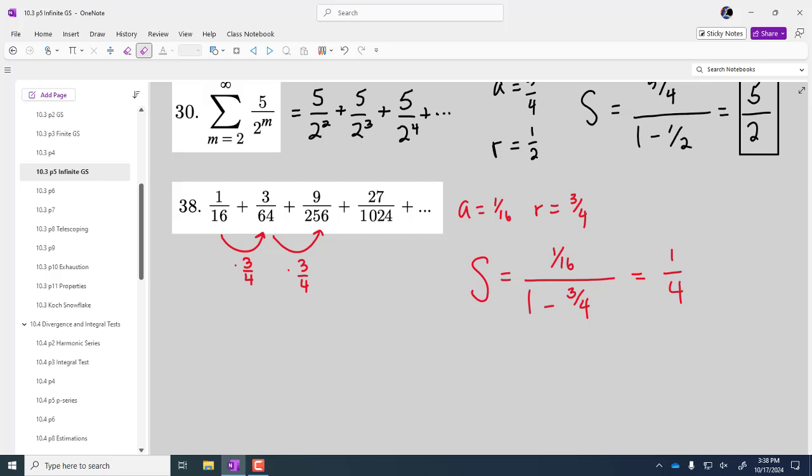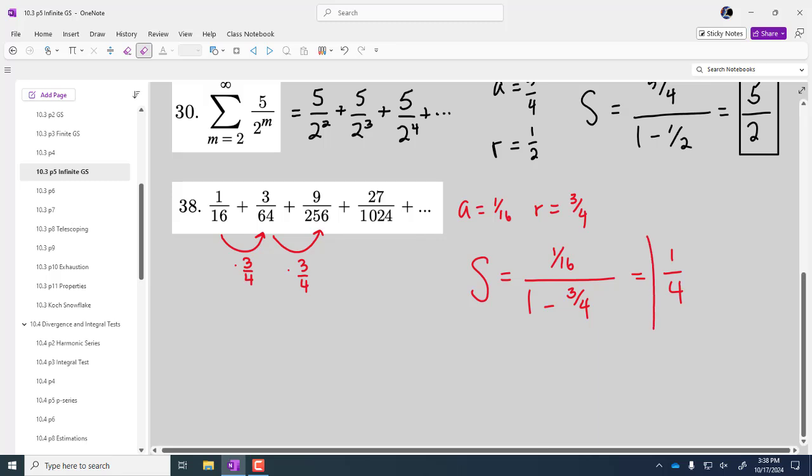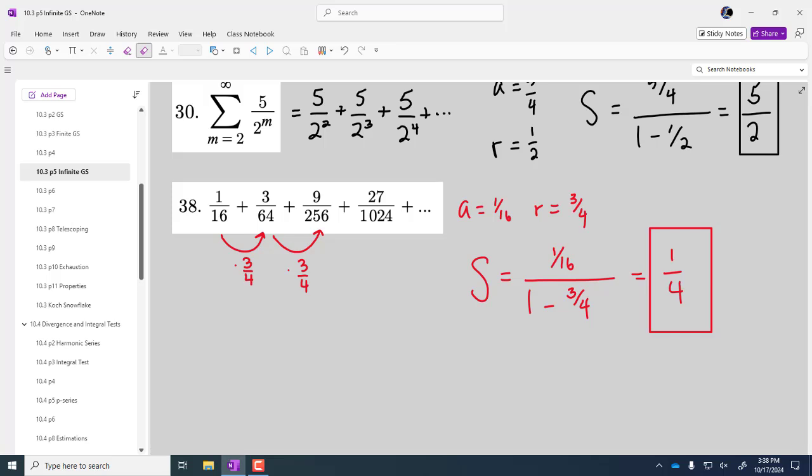Do we agree? So that infinite series obviously adds up to a fourth. How do you write this with the sigma notation?